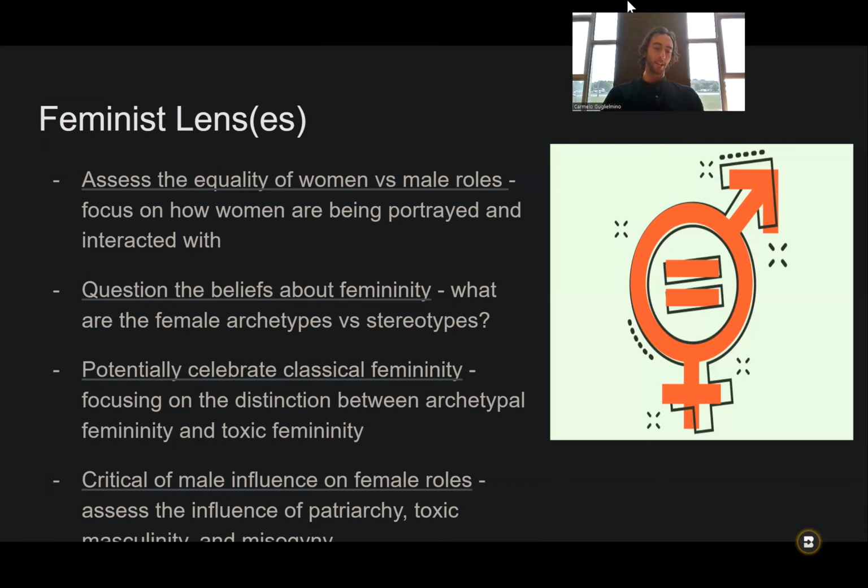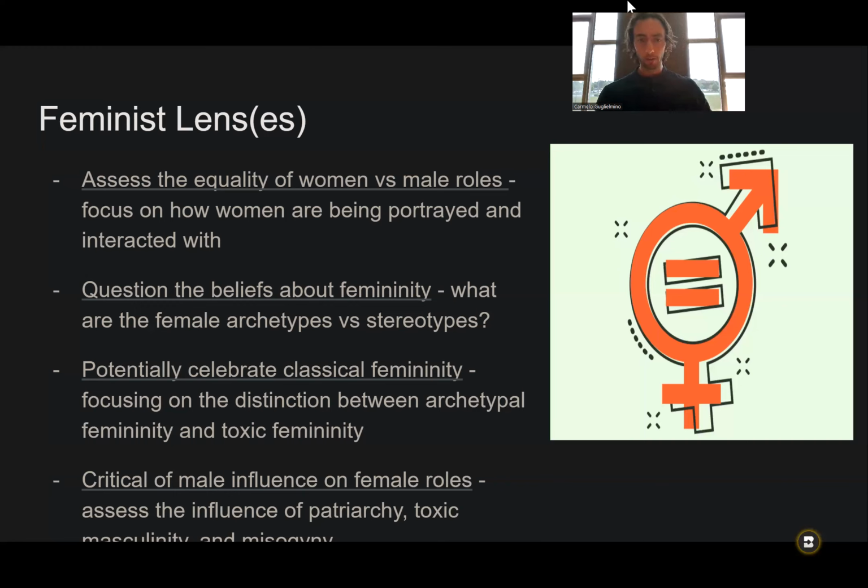Now, the last thing that this lens will seek to do is be particularly critical of male influence on the female roles. So they will look at, as it says here, the influence of the patriarchy and toxic masculinity on the development of these female characters and these female roles in stories.